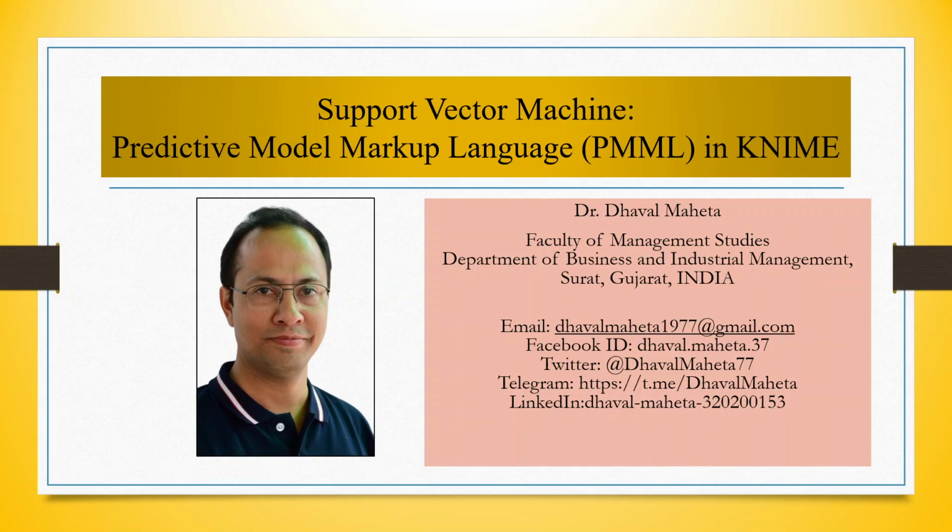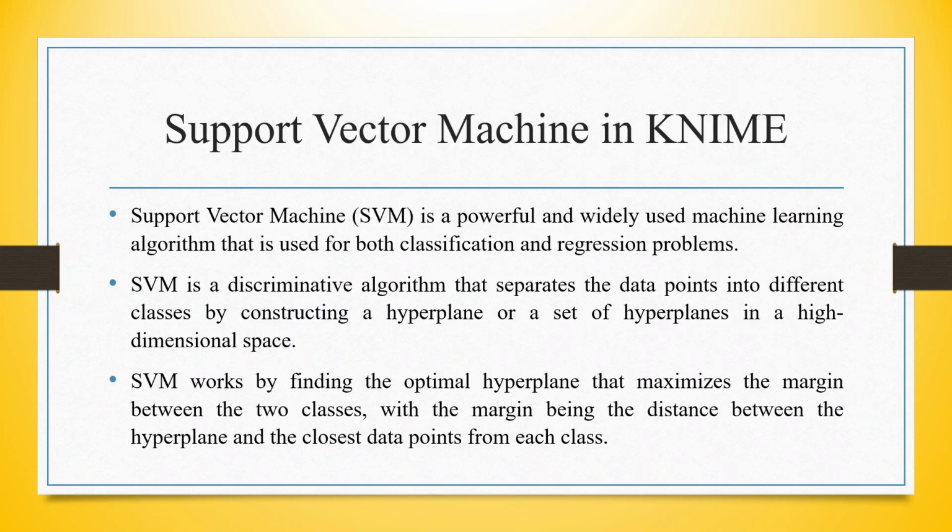This is Dr. Dhaval Maheta, and today we will understand how to run Predictive Model Markup Language (PMML) in support vector machine in KNIME. Support vector machine is a powerful and widely used machine learning algorithm that is used for both classification and regression problems.